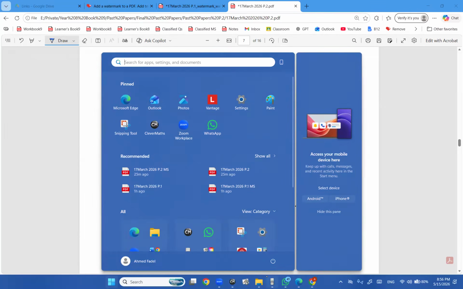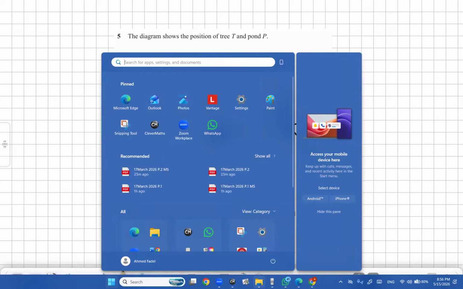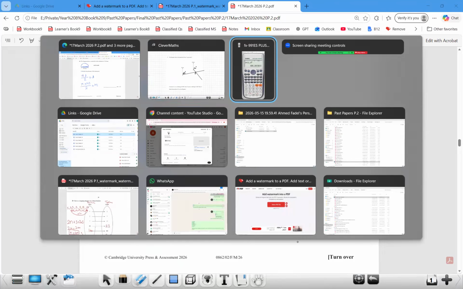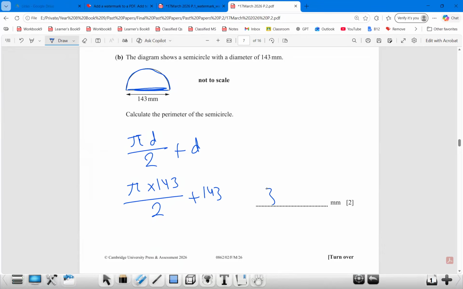Let's do that. Finding here the calculator. Here we go. So I got a fraction using pi in the numerator multiplied by 143 over 2. Then you add to it 143 again for the diameter. This should give you 367.6.